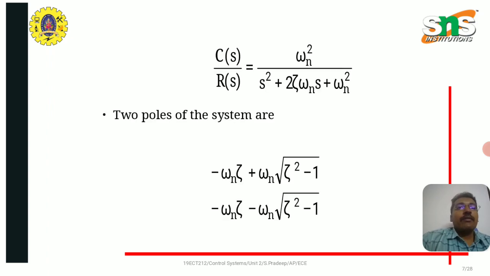C(s) by R(s) equals omega n square divided by s square plus 2 tau omega n s plus omega n square. The two poles of the system are minus omega n tau plus omega n square root of tau square minus 1, and minus omega n tau minus omega n square root of tau square minus 1.